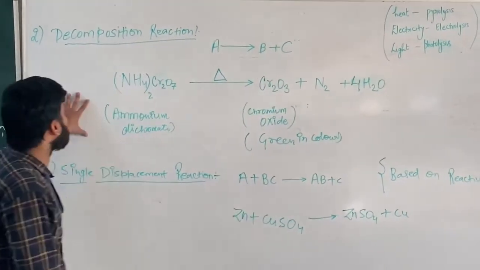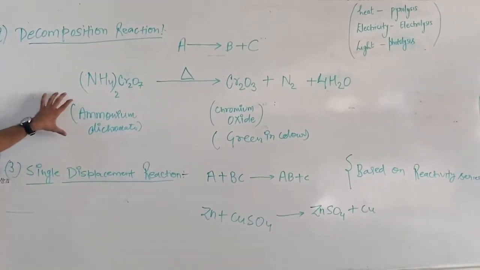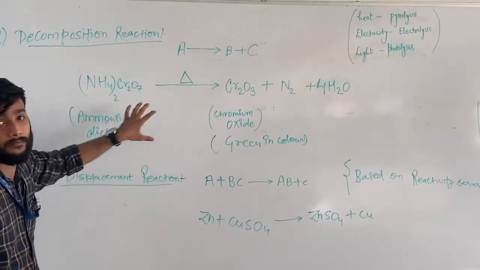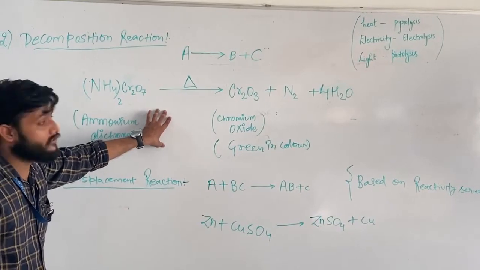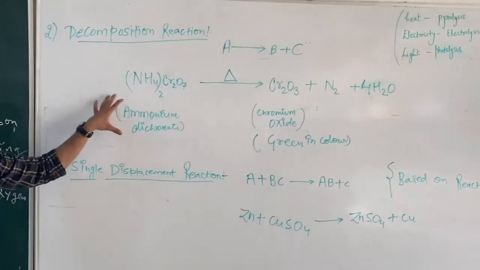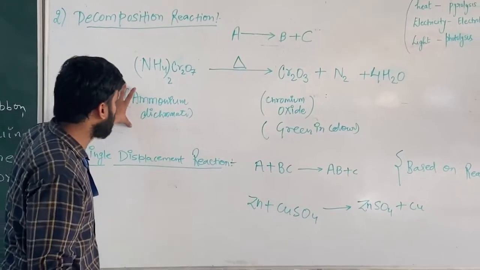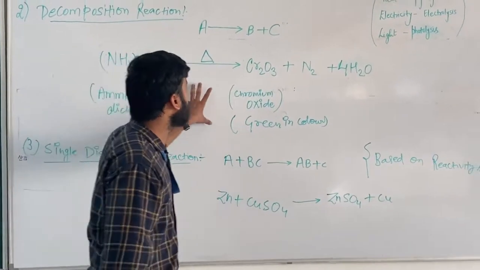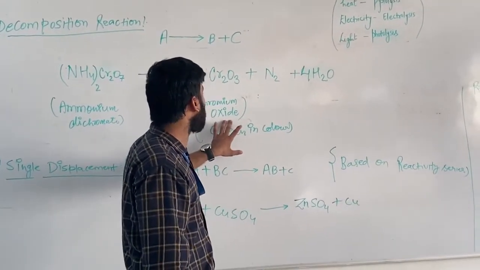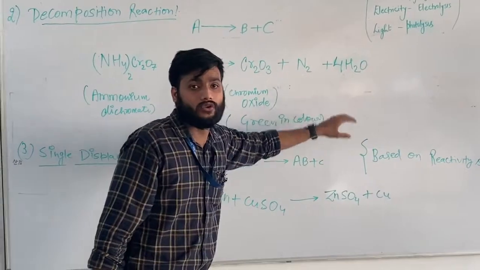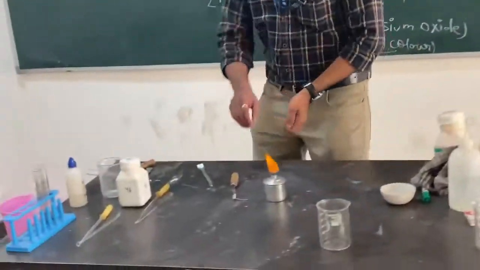Now you can see an example of decomposition reaction when ammonium dichromate is decomposed in the presence of heat. Or in other words, when ammonium dichromate is heated, it will give chromium oxide, nitrogen, and 4 molecules of water. Now let's perform an experiment.